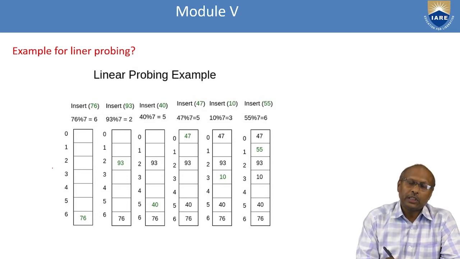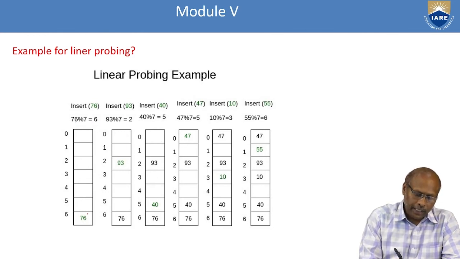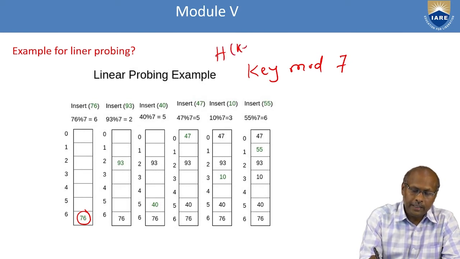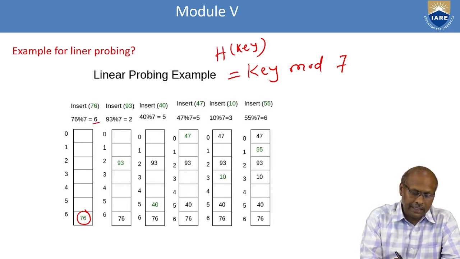Assume I want to solve this using linear probing. 76 mod 7. How much? That is 6. So directly store here, because I am applying key mod 7. Key mod 7 is my formula. That means my hash function is applying the modulo division. So here my key is 76 modulo 7, so go to 6th place and store it. Next 93 modulo 7. So that is 2. Go to 2nd place and store it.